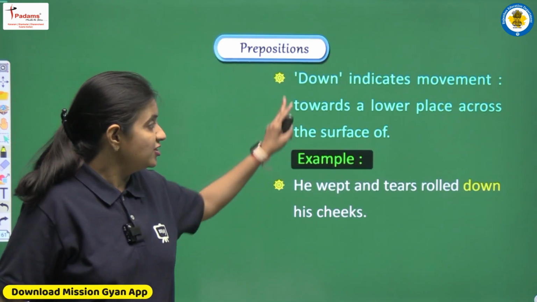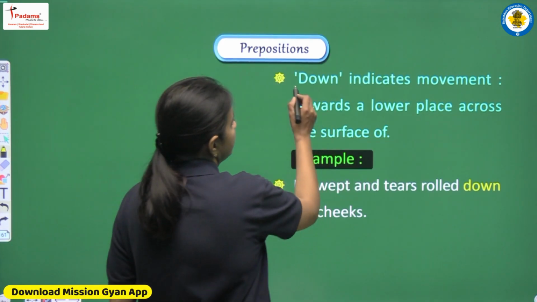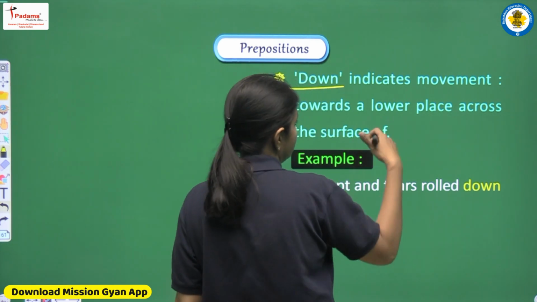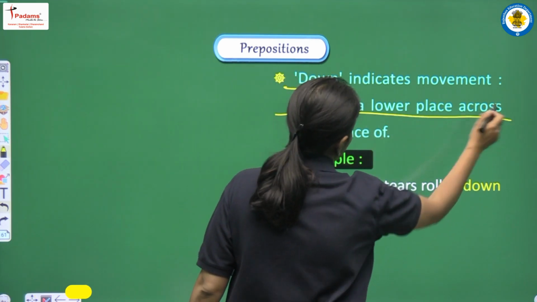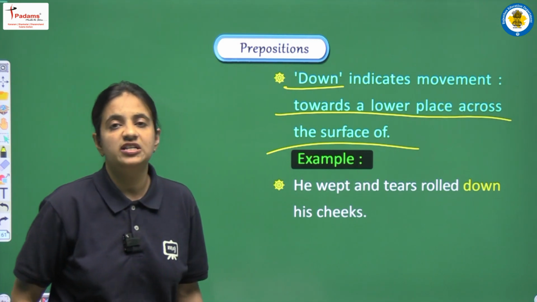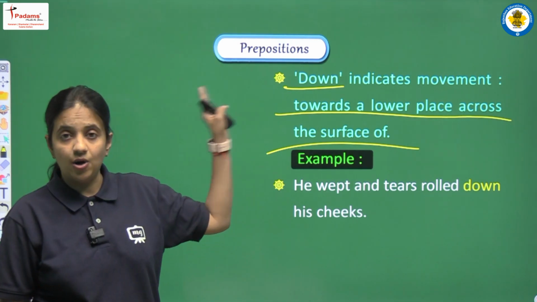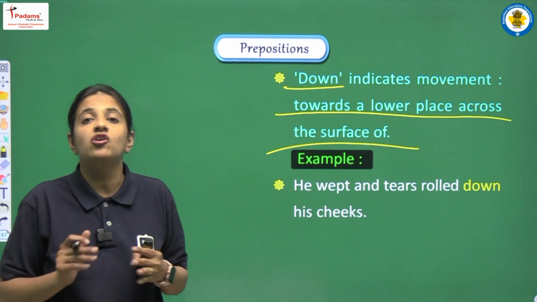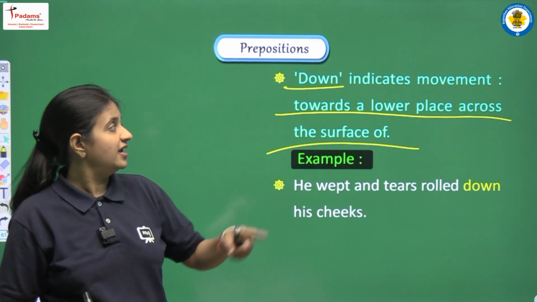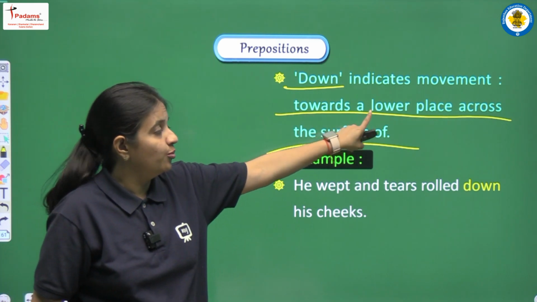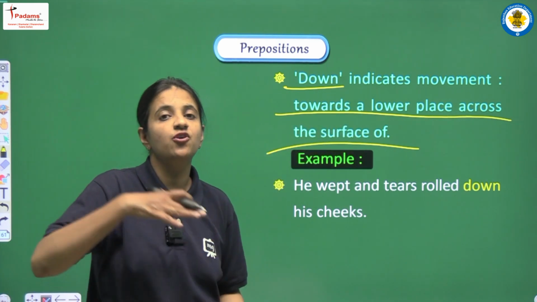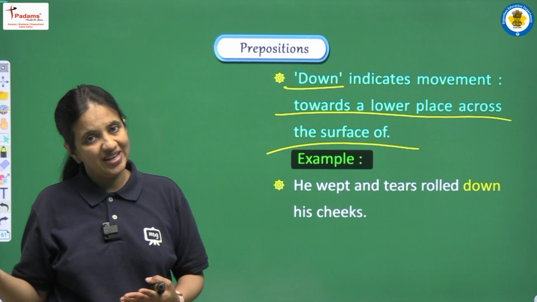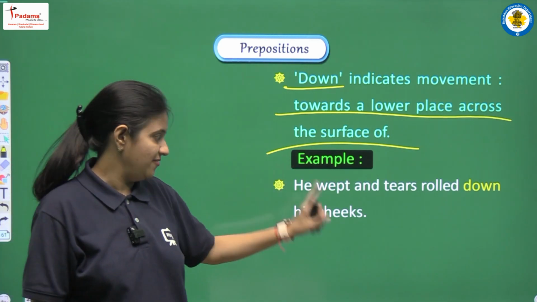Okay, now let's talk about down. So let's see. Down indicates movement, but how? Towards a lower place across the surface of. So if we are having down in a sentence, with the help of down we can show the movement, but what is the difference? The difference is that down is showing the movement towards the lower place from the upper place. Okay, so this is the basic difference, and we are having the example.